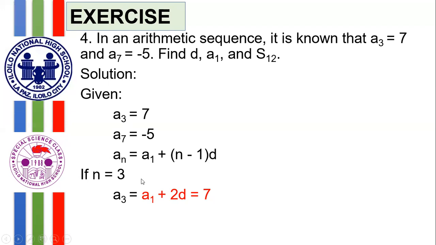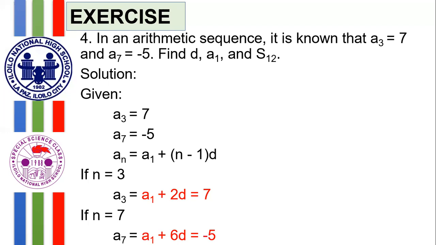Also, since you have here your second given, which is a sub 7 equals -5, your subscript here is 7. So your n here must be 7. Replacing all n's of your explicit form here by 7, you will have a sub 7 equals a sub 1 plus 7 minus 1, that's 6, times d, 6d. So the seventh term is a sub 1 plus 6d. But I have to equate a sub 1 plus 6d with -5 because that is its value based on the given.